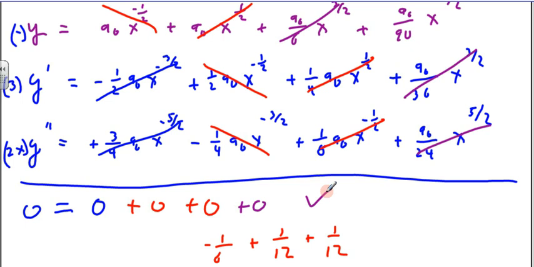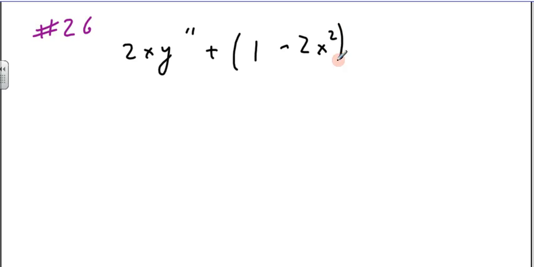We're now going to problem number 26. And maybe, just with a little bit of luck, I can get more of it right the first time through. 2xy double prime plus 1 minus 2x squared y prime minus 4xy is equal to 0.